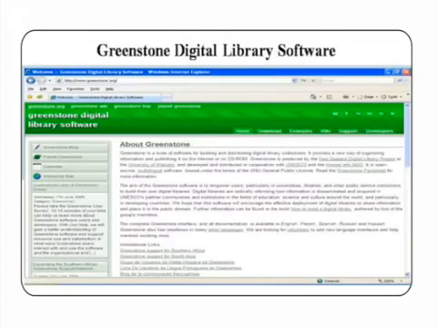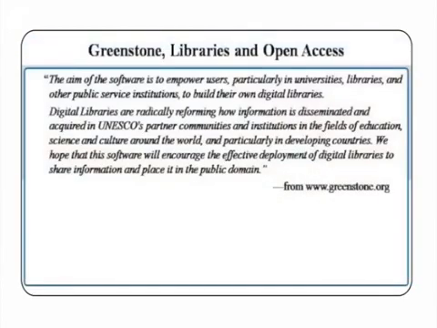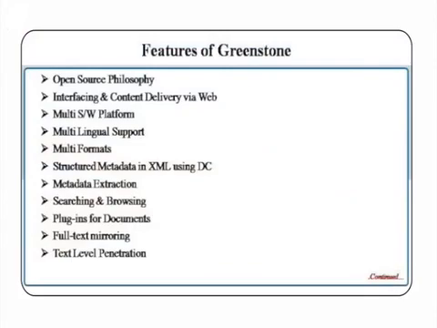And what is Greenstone then? In simple words, it is software for building digital libraries. The aim of the software is to empower users, particularly in university libraries and other public service institutions, to build their own digital libraries. You have been listening about digital libraries, so I'll skip the definition. You can read it from my slide. After discussing the features and all other parameters for digital libraries, now we have come to Greenstone. Let us see what features Greenstone offers.